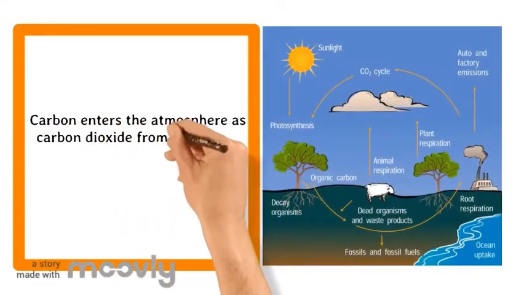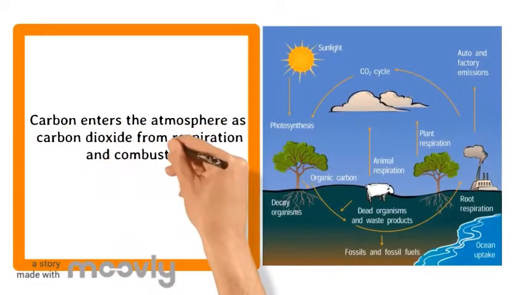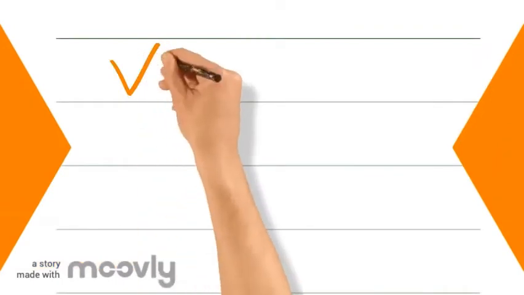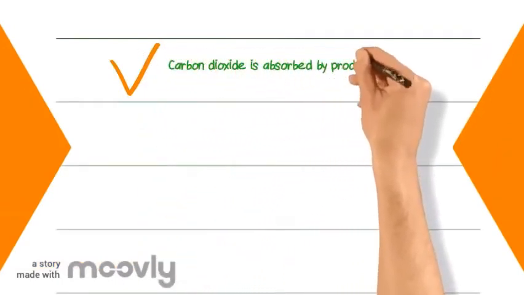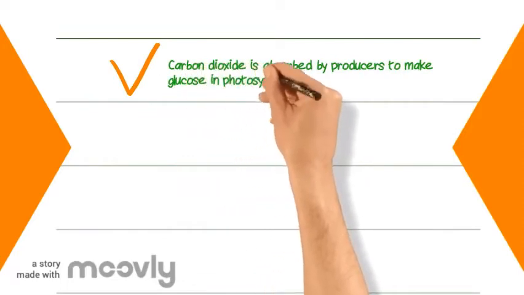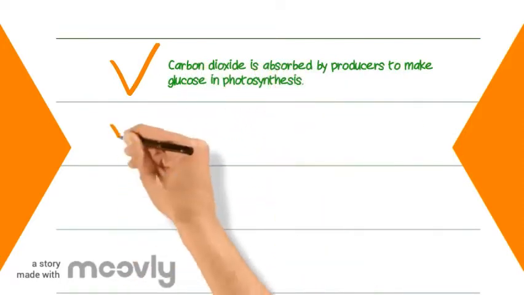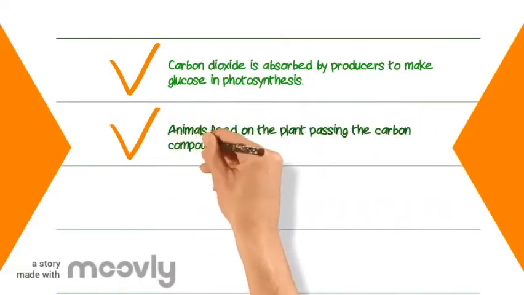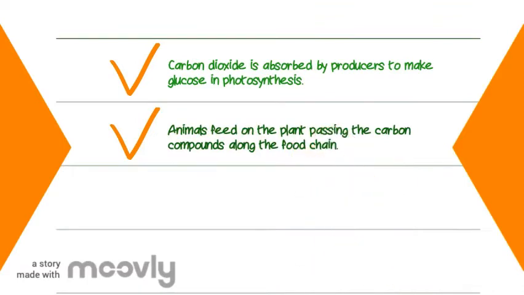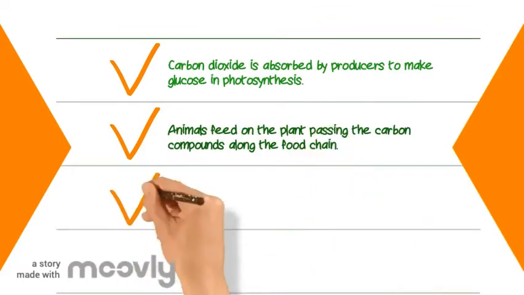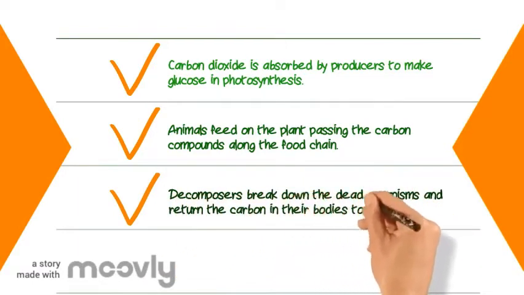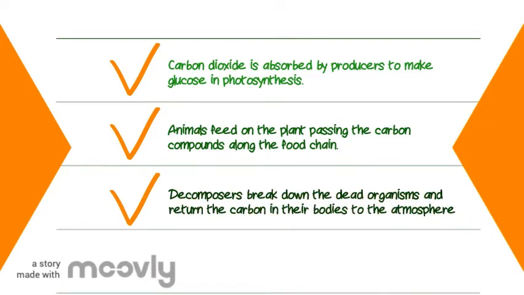Carbon enters the atmosphere as carbon dioxide from respiration and combustion. Carbon dioxide is absorbed by producers to make glucose in photosynthesis. Animals feed on the plant, passing the carbon compounds along the food chain. Decomposers break down the dead organisms and return the carbon in their bodies to the atmosphere.